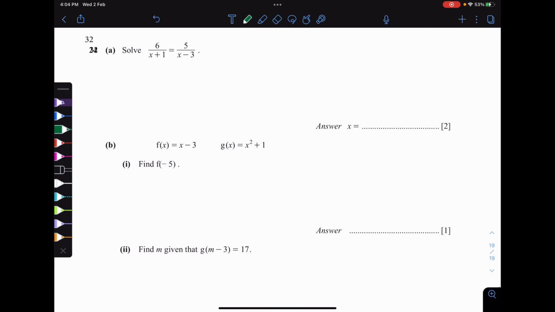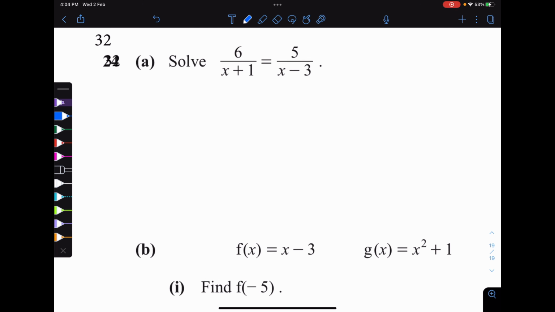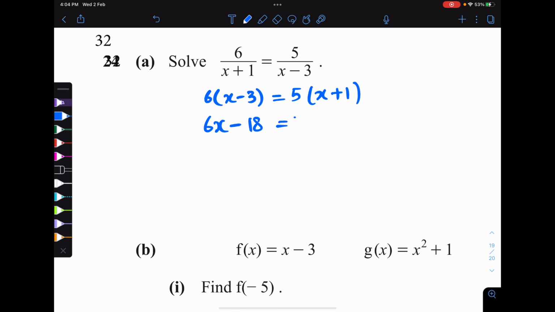Let's move to question number 32. The first part is not really a functions question. It's a simple algebraic solving. If you have a single fraction on both sides, the first step should be to cross multiply. So 6 times x minus 3 is 5 times x plus 1. It's a very simple equation. 6x minus 18 is 5x plus 5.